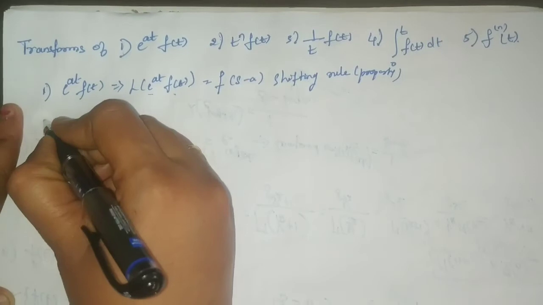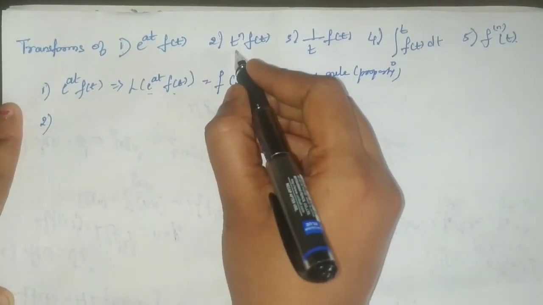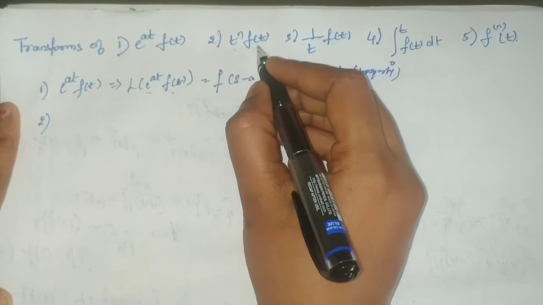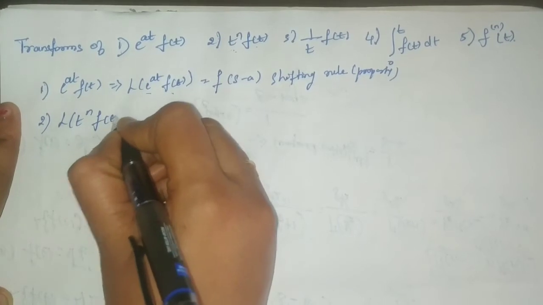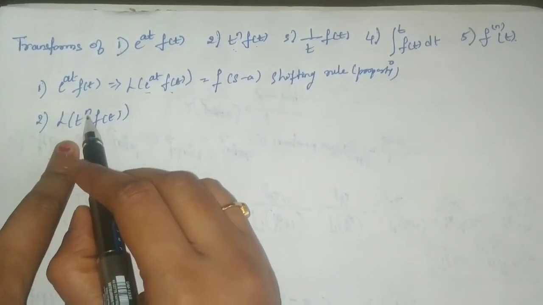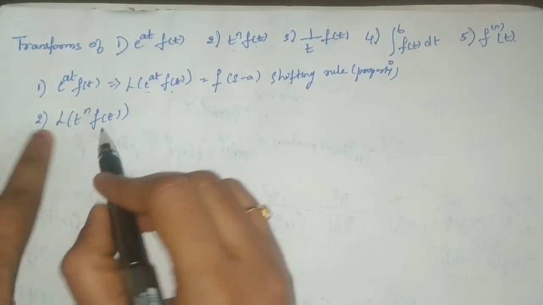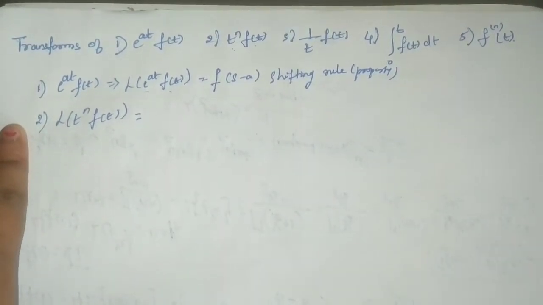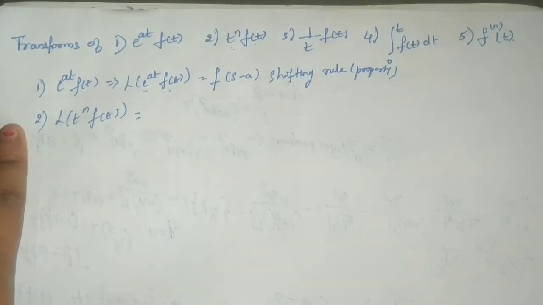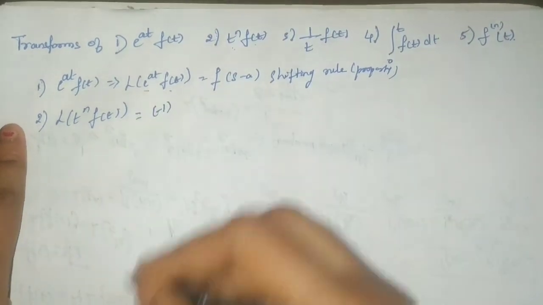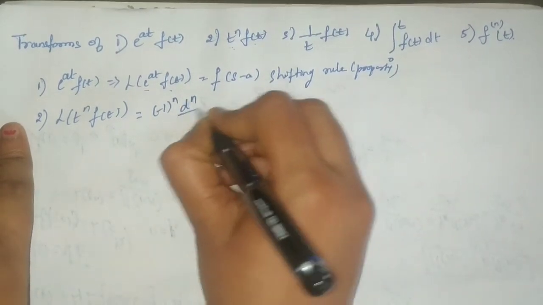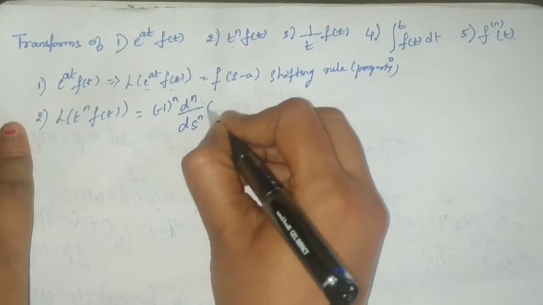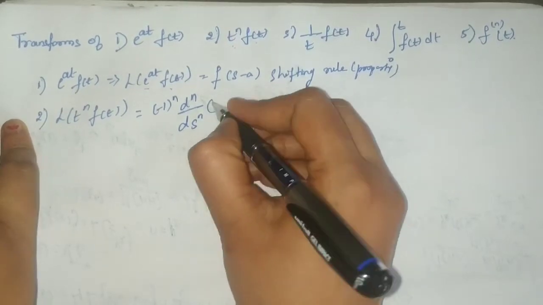Okay. Second one, whenever you have product of polynomial into function, Laplace transform of t power n f of t. We know how to solve t power n, direct formula is there, but we don't know product of t power n into f of t. So whenever we get product of t power n into f of t, the formula is minus 1 to the power n, d to the power n by d s to the power n into f of s.